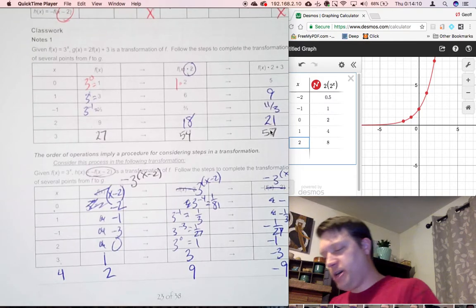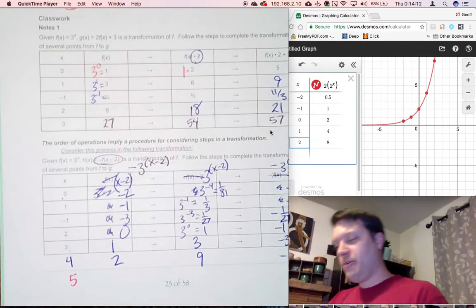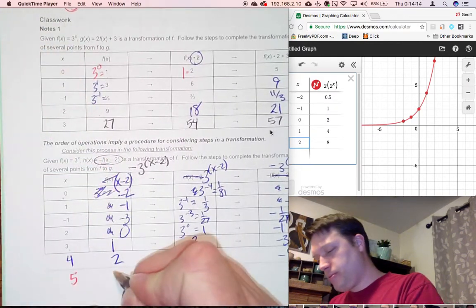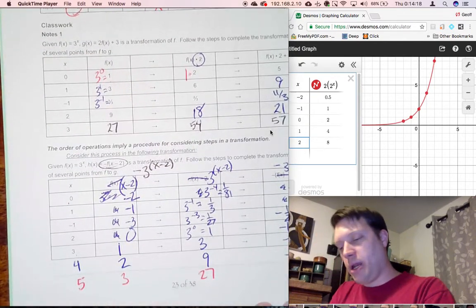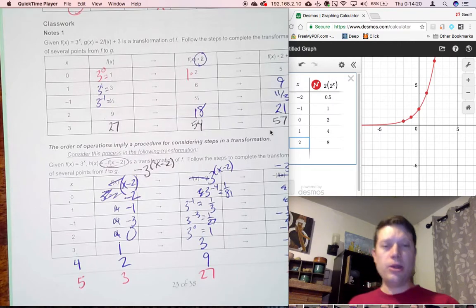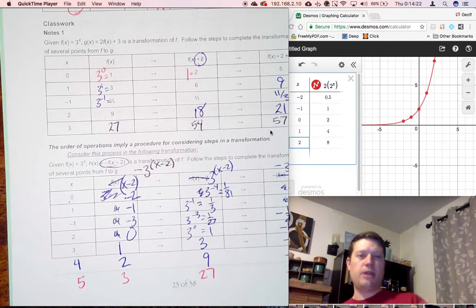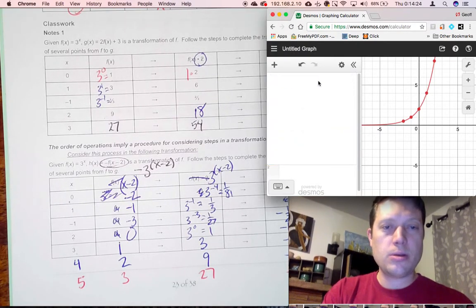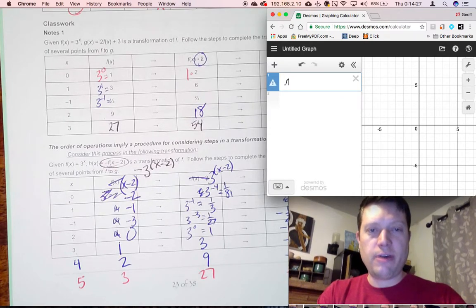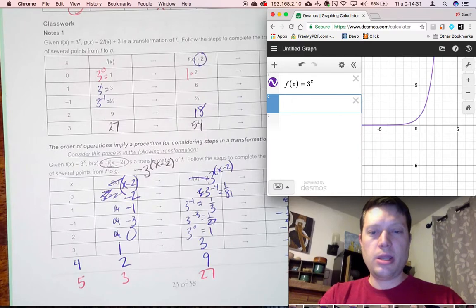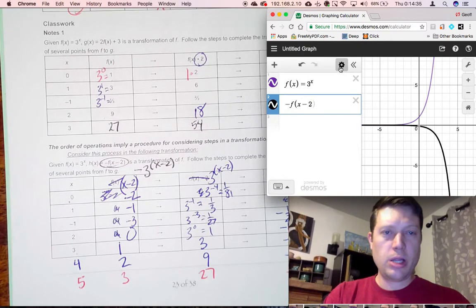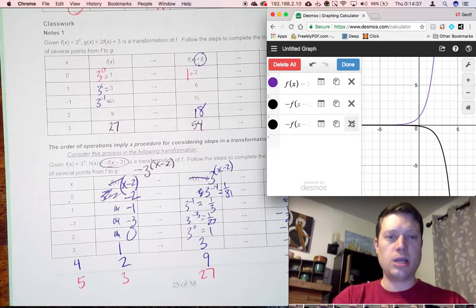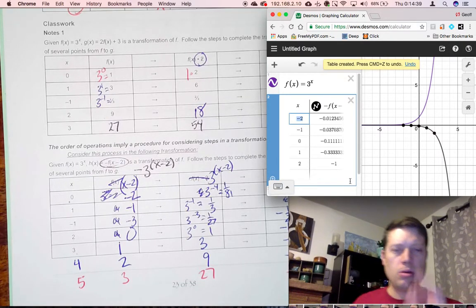You know what? That was so fast. I'm going to do one more. 5 minus 2. 3 to the 3rd. Make it negative. I bet you that if I plug in f of x equals 3 to the x, and then I go negative f of x minus 2, and I look at the table of values. There we go.